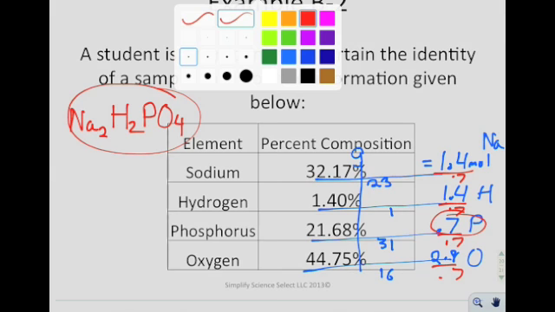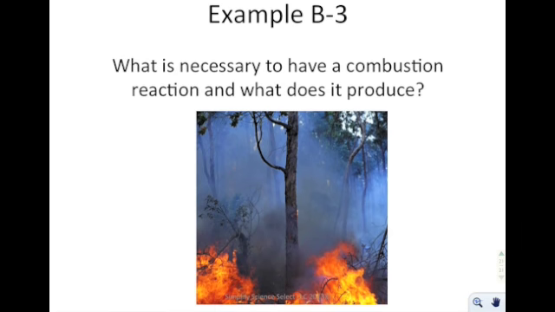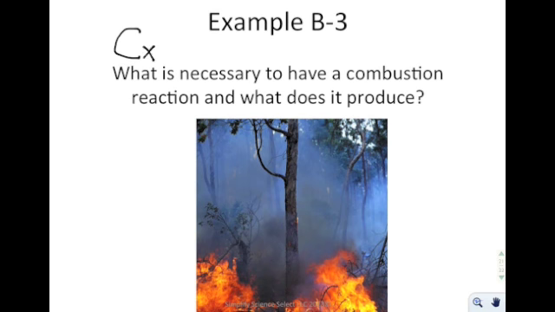The last example that we have, very similar again, asks what is necessary to have a combustion reaction and what does it produce? One of the things you need to know is that a combustion reaction is generally taking something like CxHyOz, where x, y, and z can be any numbers, including 0. So, for example, you can combust something like CH4, even though there's no oxygen. The z value is just 0.